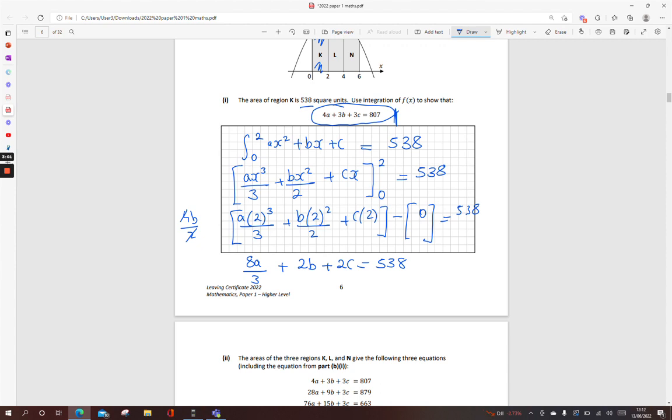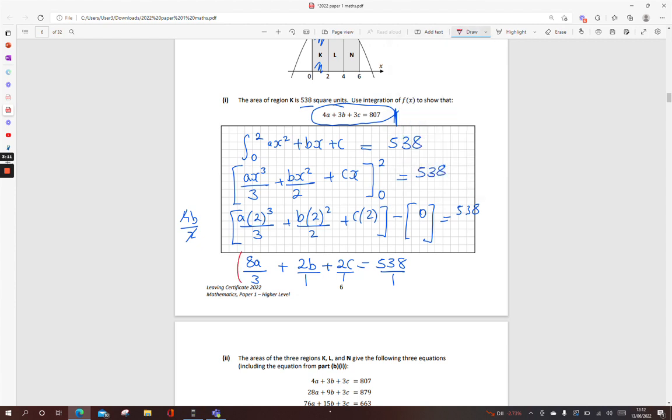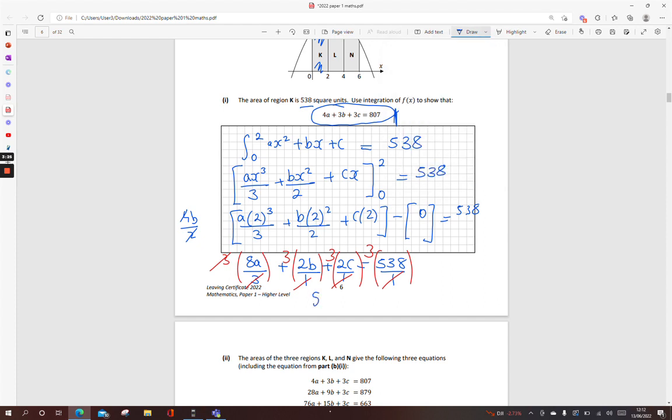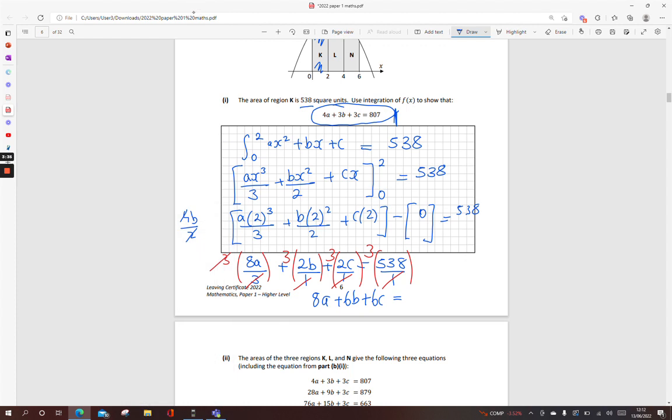The only thing I can do is get rid of my fraction. So put every non-fraction over 1. Multiply by the lowest common denominator, which is my 3. So big brackets around each. How many times is 3 going into 3? Once. 1 and a 3. 3 times. Times them all together. So we're left with 8a plus 6b plus 6c. 538 times 3 is 1614.